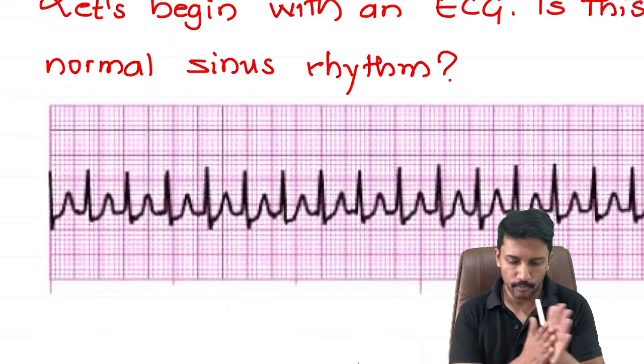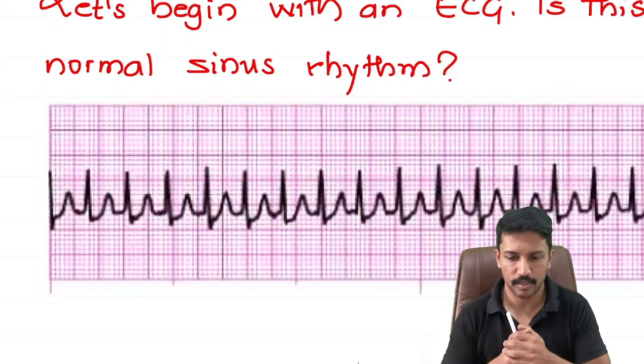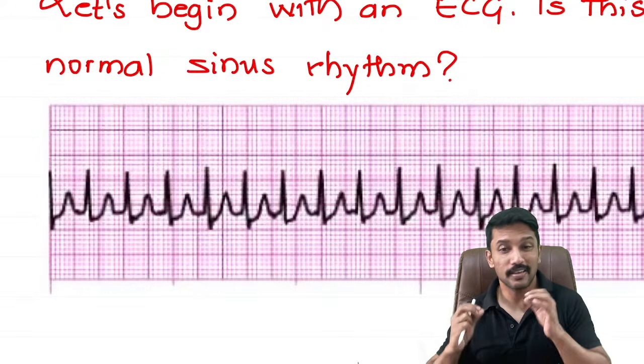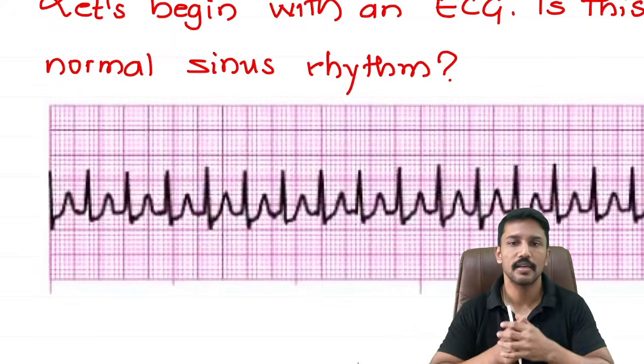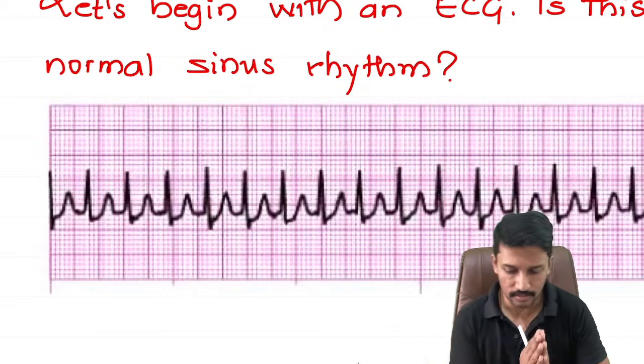Okay, so number one, are there P waves present, morphologically distinct and identifiable? Do we have P waves in this ECG? Now, one of the biggest confusing factors for many students is how to differentiate between P waves and T waves.